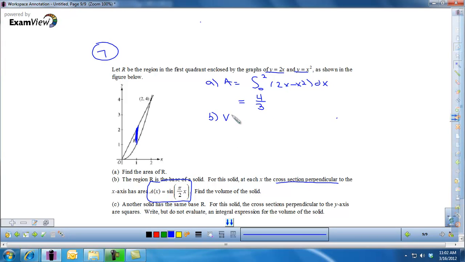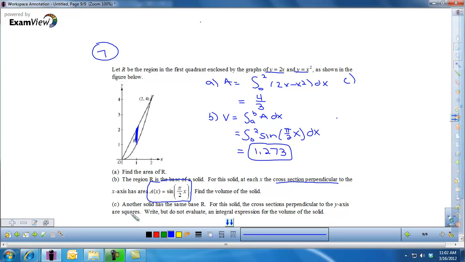So remember that the volume of a cross section is just the area times dx. So since I already know what the area is, I just need to substitute that in. So I'm going from 0 to 2 of sine pi over 2x dx. And that's going to give me 1.273.